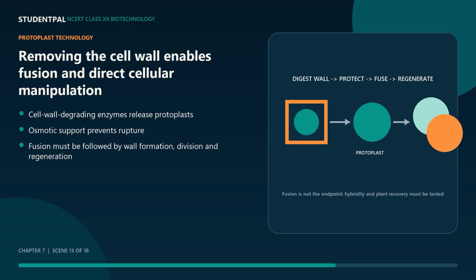Fusion combines cytoplasm and nuclei and may allow somatic hybridization between selected parents, including combinations difficult to obtain sexually. But fusion is only the first event. The product must regenerate a wall, divide, form callus, and ultimately regenerate a plant. Chromosome composition, organelle inheritance, and hybridity require verification because mixed populations and unstable products may occur. Low isolation survival and poor regeneration are major limitations. In an exam, write the complete sequence rather than stopping at fusion.